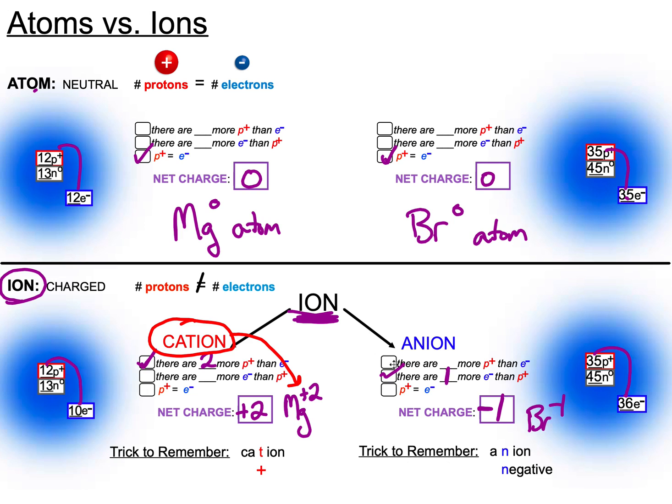And another quick little way to remember anions are negative. They're the opposite of cations. This is an anion. I see the N there. That N reminds me of the N in the word negative. So N, negative. Over here, the little T makes us think positive. So if you have an ion that has a positive charge, it's a cation. If you have an ion that has a negative charge, it's an anion.